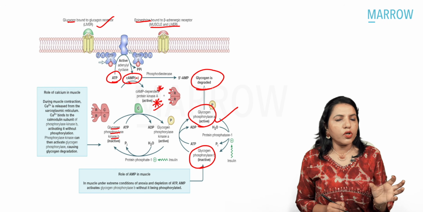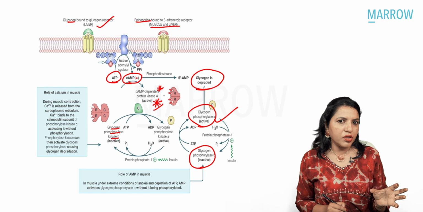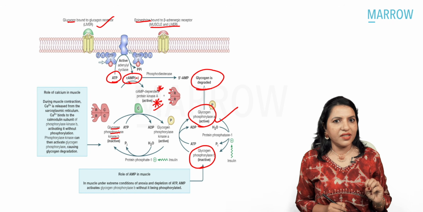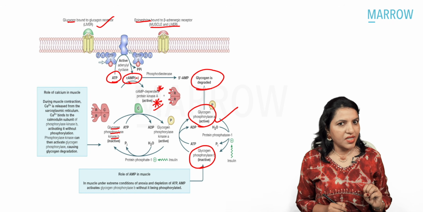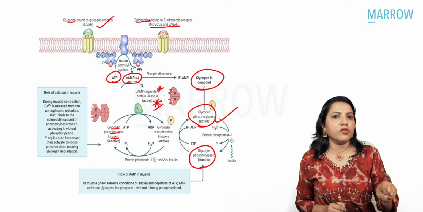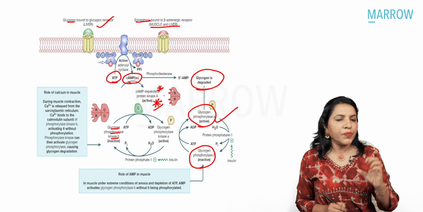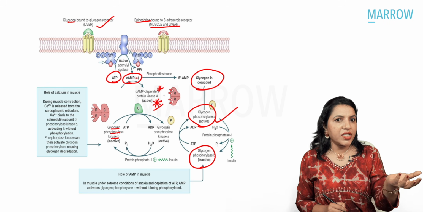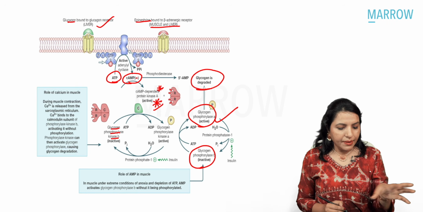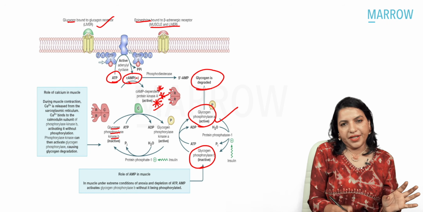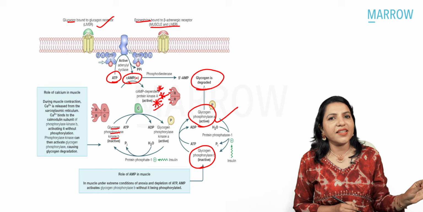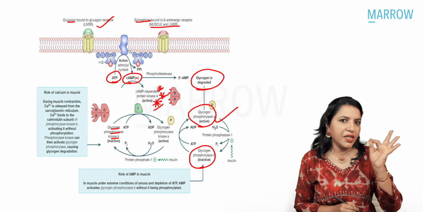So, if glucagon or epinephrine is binding to the GPCR, what we see is glycogenolysis taking place. Now, when this glycogenolysis is taking place, the cyclic AMP is activating which enzyme? Cyclic AMP dependent protein kinase. Okay, it is not cyclic AMP independent protein kinase.